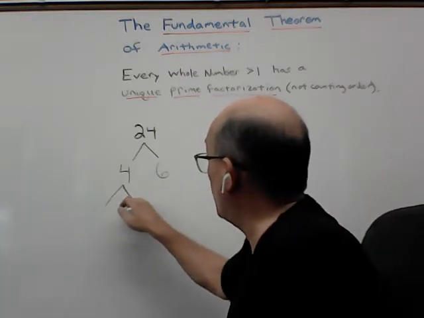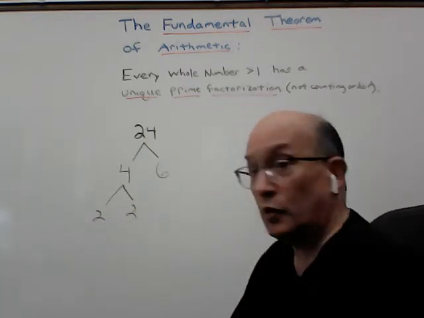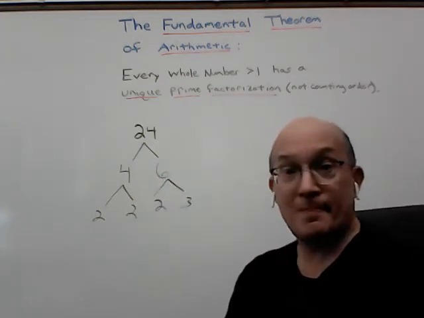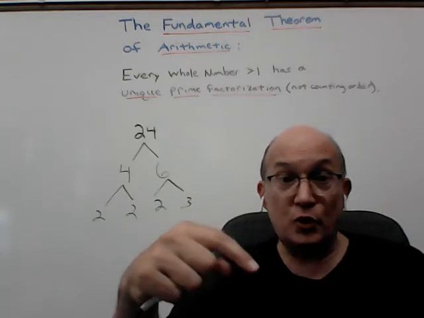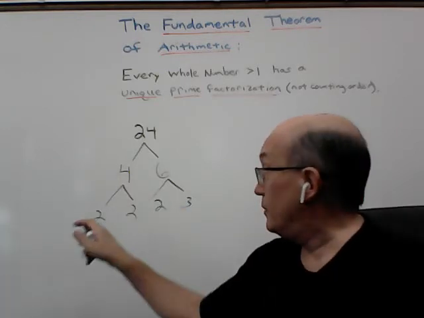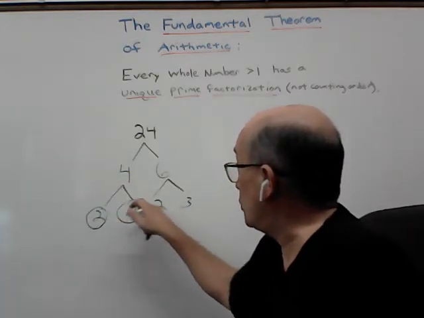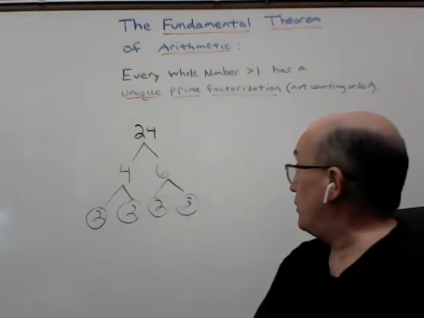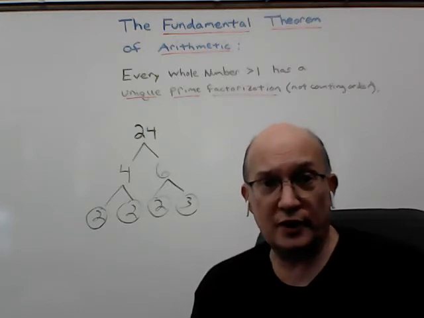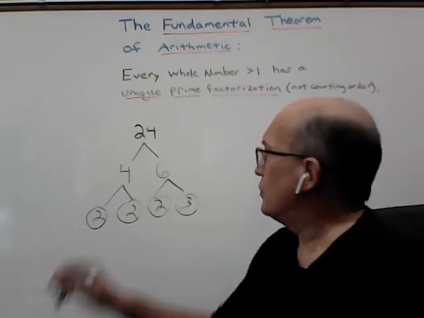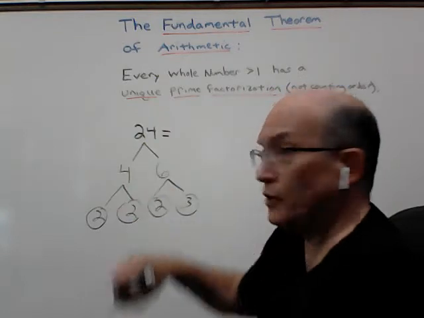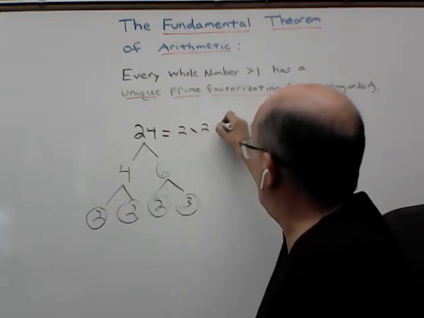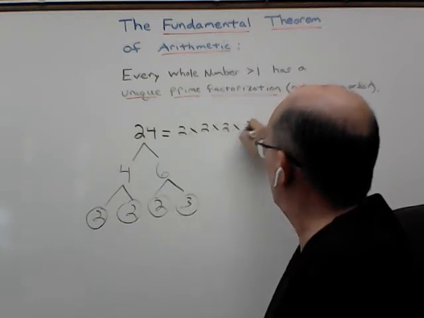So from the 4, of course, I can branch off to a 2 and a 2. And from the 6, I can branch off to a 2 and a 3. 2 is prime, 3 is prime. So often I have students circle these prime numbers that we end up with. We end up with 3 2s and a 3. So what we can do is go back here to the 24 and say that 24 is 2 times 2 times 2 times 3.